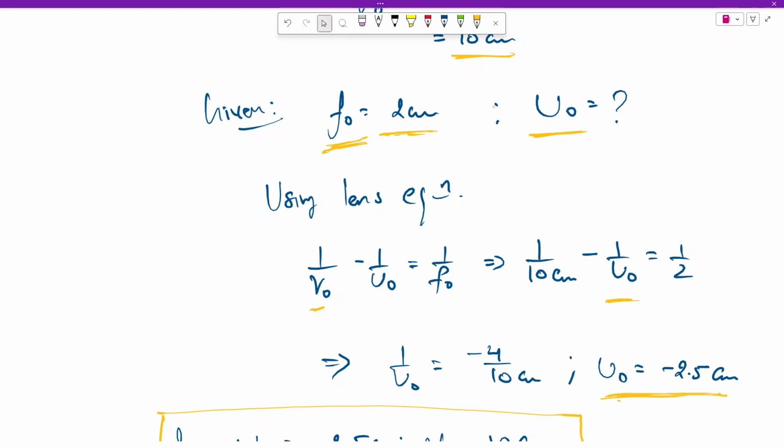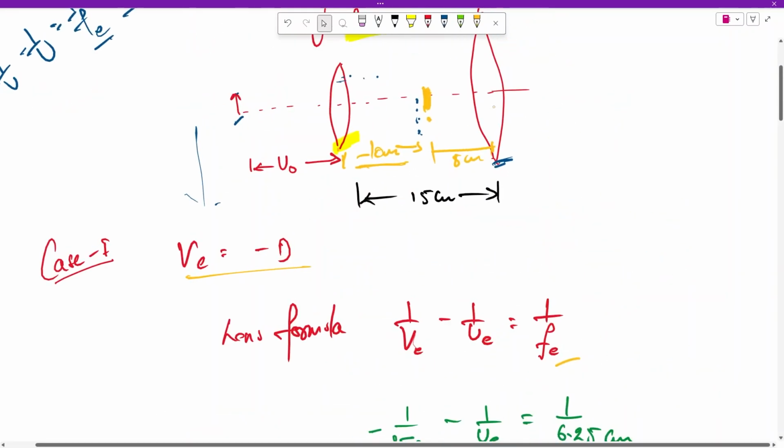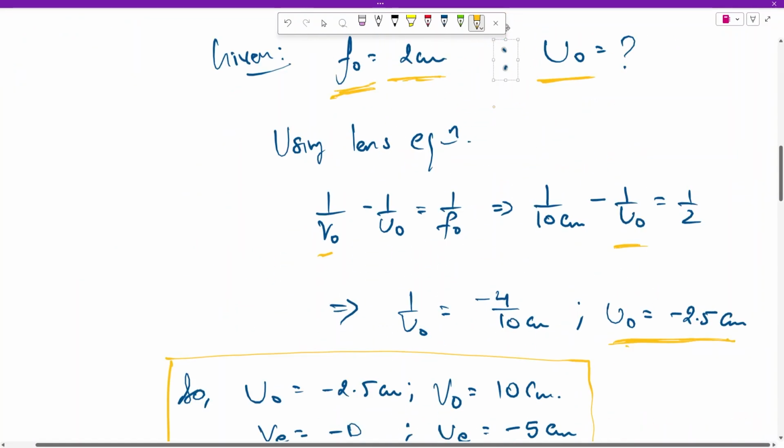So the solution of the first case is here, that is if the object is kept at 2.5 centimeter from the left of the objective lens, then we will get a final image at a distance of 25 centimeter from the left of this eyepiece. Now we have to find out the value of magnification.